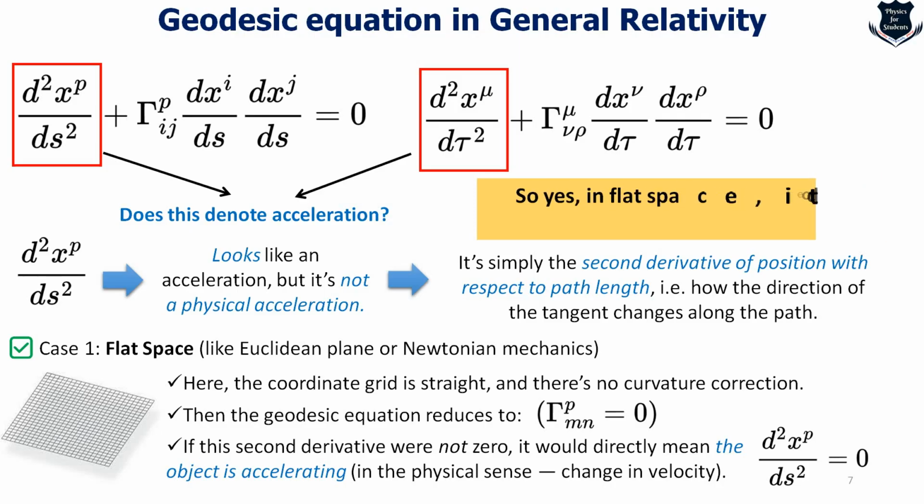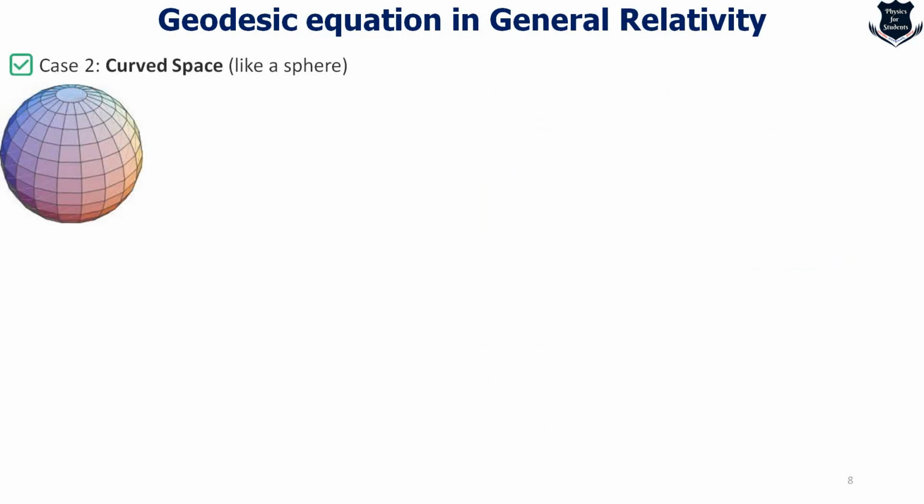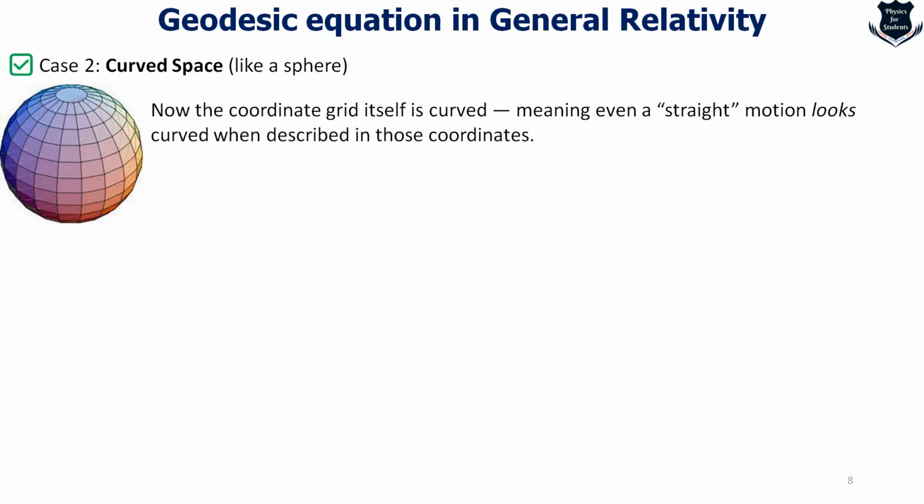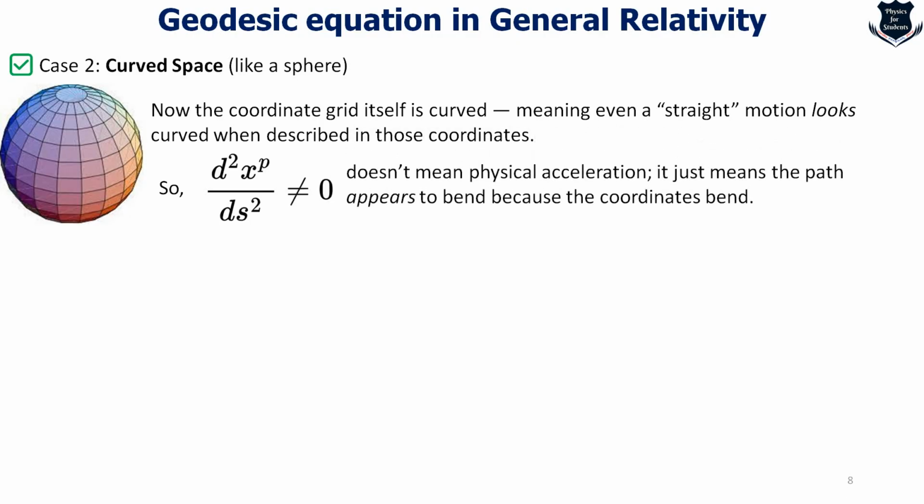So from here what we can say is that yes, in flat space it does represent acceleration. But now we deal with a curved space like a sphere. In a curved space, the coordinate grid itself is curved, isn't it? This grid looks curved, meaning even a straight motion looks curved when it is described in those coordinates. So obviously d square x by ds square will not be equal to 0. That is true. So what does it mean? Now this not being equal to 0 does not mean physical acceleration. It just means that the path appears to bend across the coordinates.